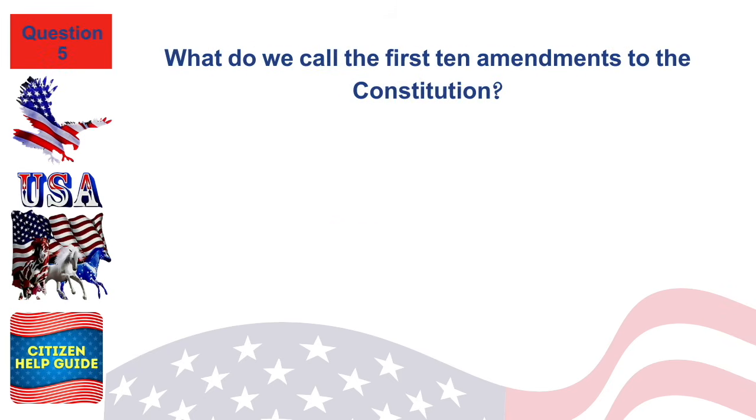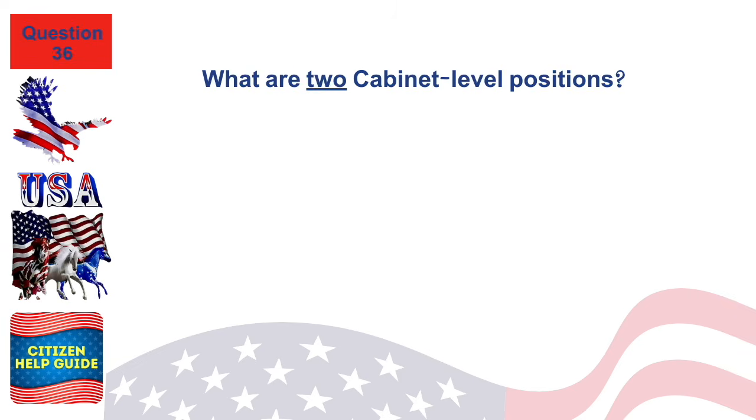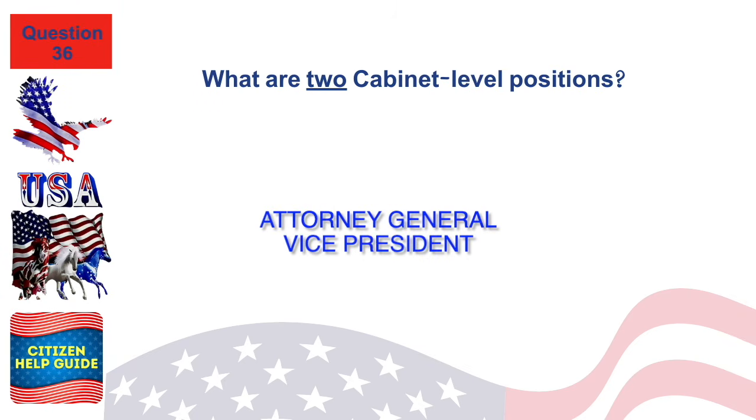What do we call the first 10 amendments to the Constitution? The Bill of Rights. What are two cabinet-level positions? Attorney General. Vice President.